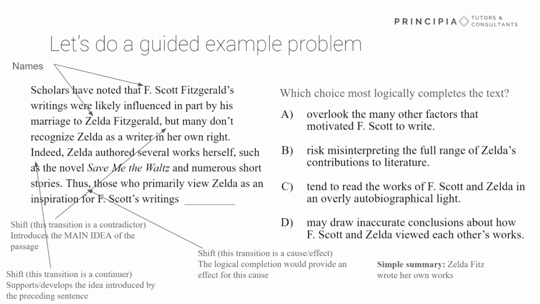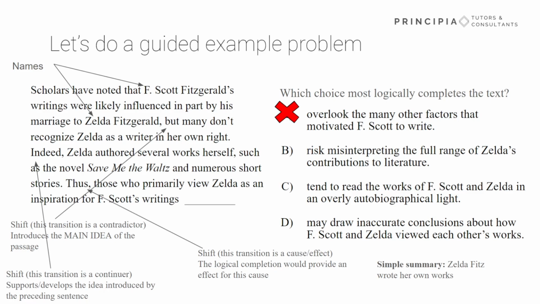So looking at choice A, saying overlook that many factors that motivated F. Scott to write, we should just get rid of that. A is wrong because it doesn't keep the focus on Zelda. Looking at B, risk misinterpreting full range of Zelda's contributions to literature, that looks like a really good answer choice. It maintains the focus on Zelda and explains a possible consequence of not viewing her as her own individual writer. And it ties back into many don't recognize her as a writer in her own right. So hold on to B, don't eliminate it.